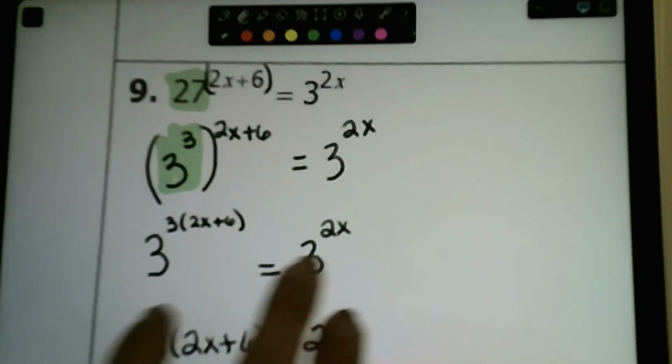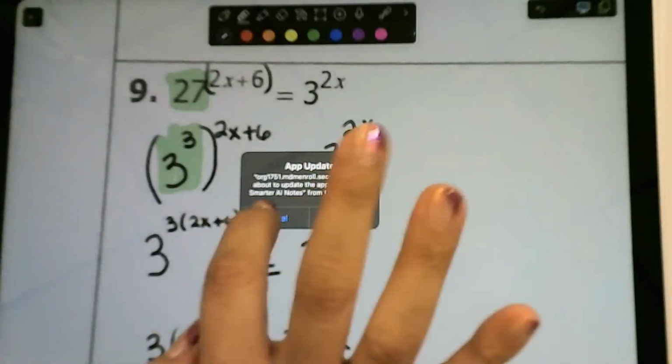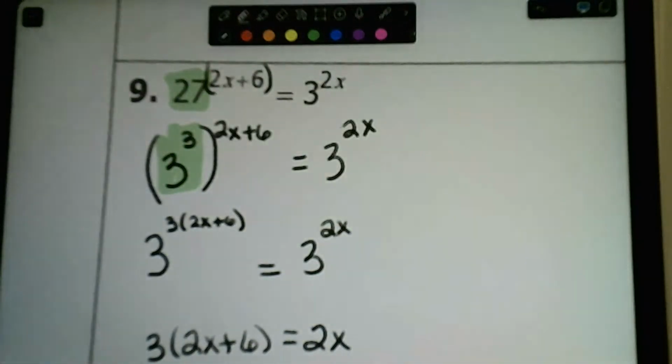Questions on how you mess with the bases to force them to be the same? I think I want to stop here. Okay. I think I want to stop here for now to give you guys a chance to work on the graphing and to start on this.